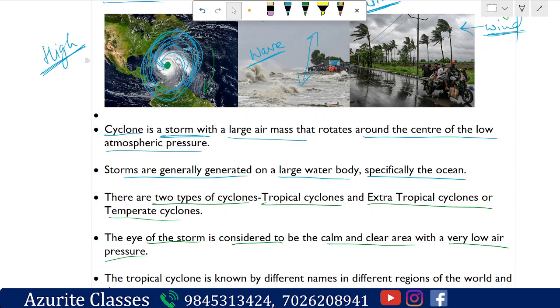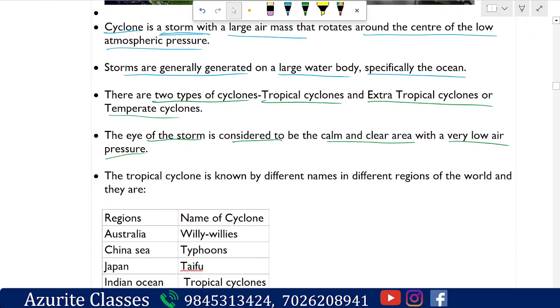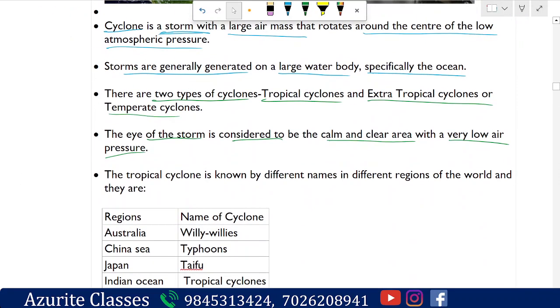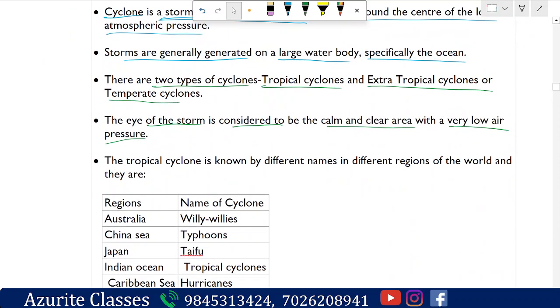Okay, so listen. Next, let us study tropical cyclones. They are known by different names. Different names are given in different countries. In Australia, what do we say? What is the cyclone named as? Willy-willies. China, what do they say?